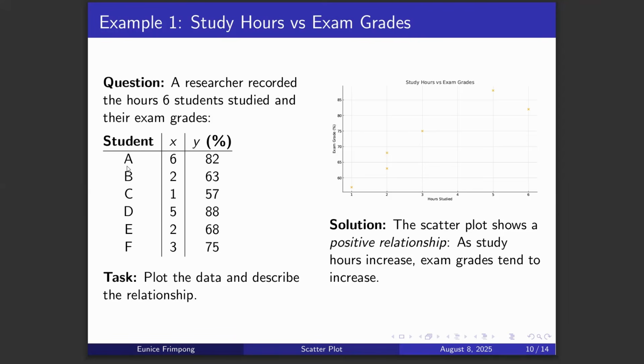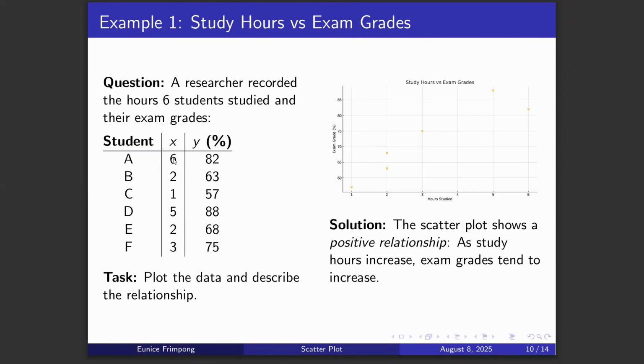So we have 6 students here, and we are using these letters to represent the students. We have students A, B, C, D, E, and F. Now, X represents the number of hours the students studied, and Y represents their exam grade.